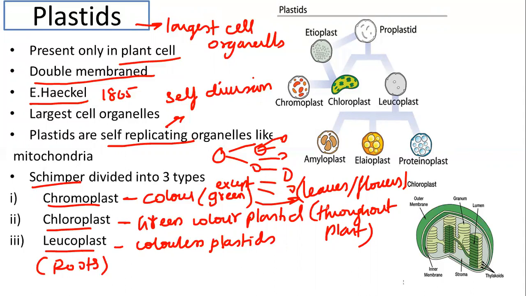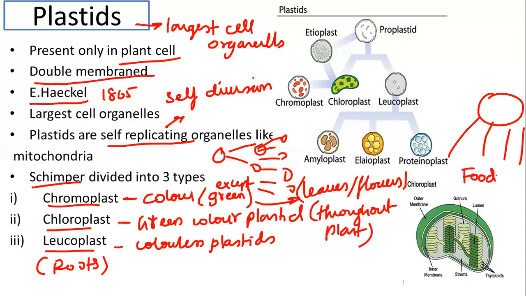So plastids are also double membrane, but they don't have any cristae. So what is the function of plastid? They help in entrapping solar energy. So they will entrap sun energy, they will collect the sunlight, and they will utilize it to produce food for the plants.